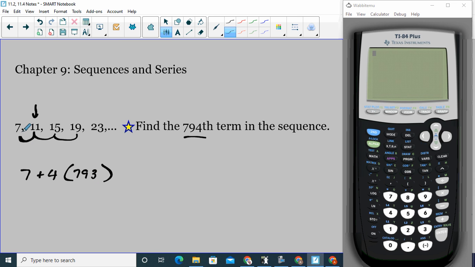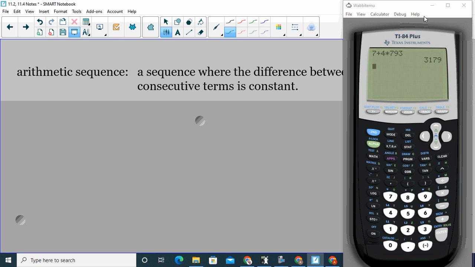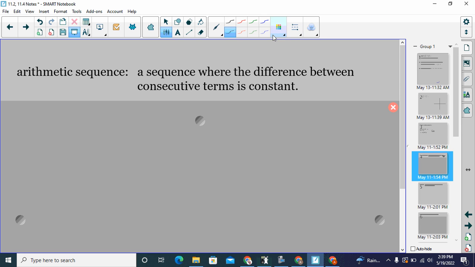So we want to start at the first term, which is 7. We are adding 4 one fewer times than the number of terms. So in this case, 7 plus 4 times 793. Our 794th term is 3,179.